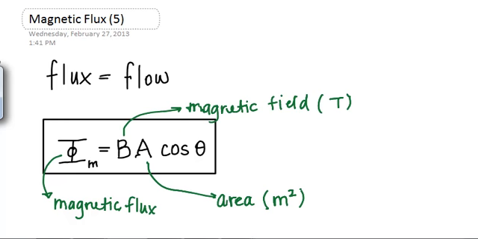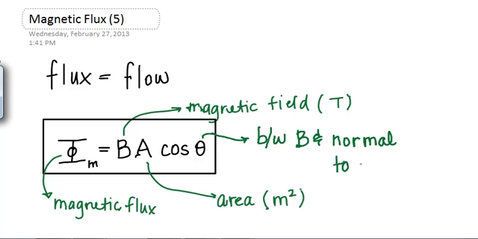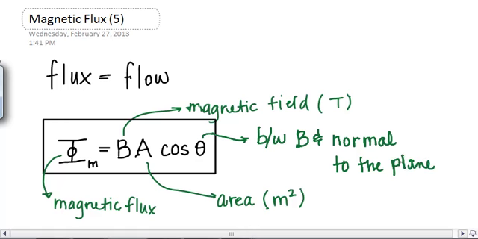All right, now theta is the angle between, so this was a little bit different. This is the angle between the field, in this case the magnetic field, and this is where the tricky business comes in, the normal to the plane of the area. Normal means perpendicular, so the normal line to the plane of the area.